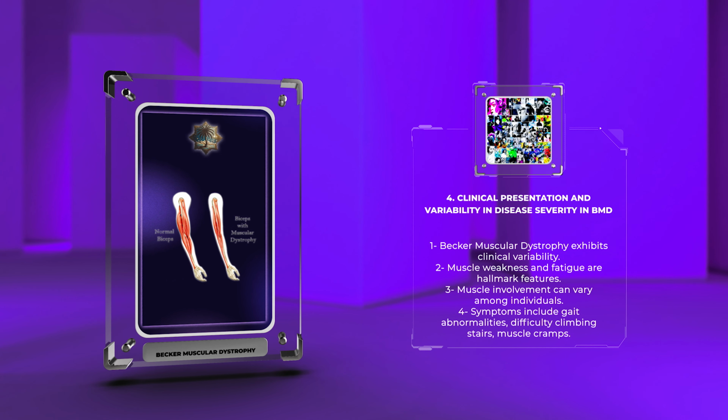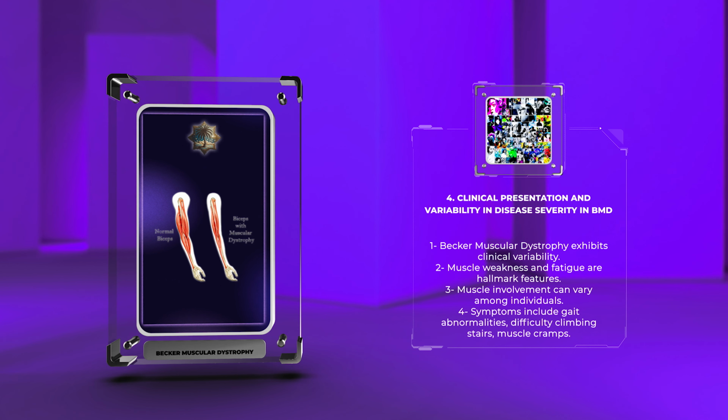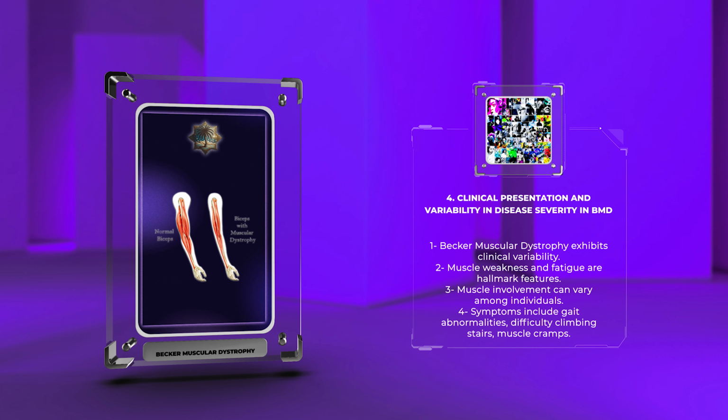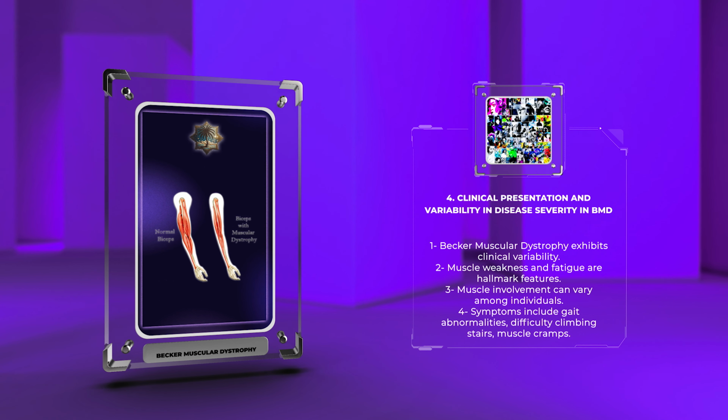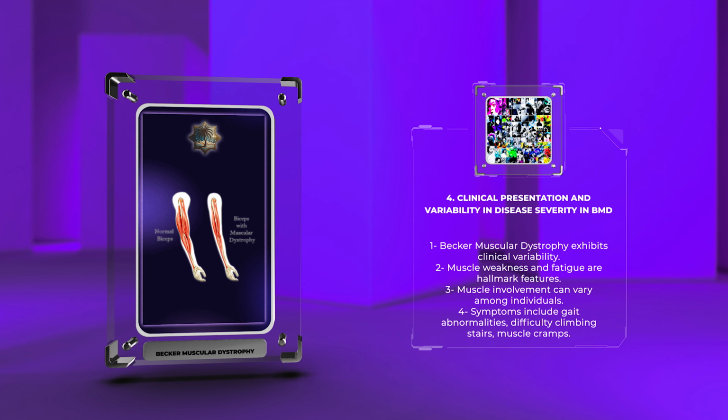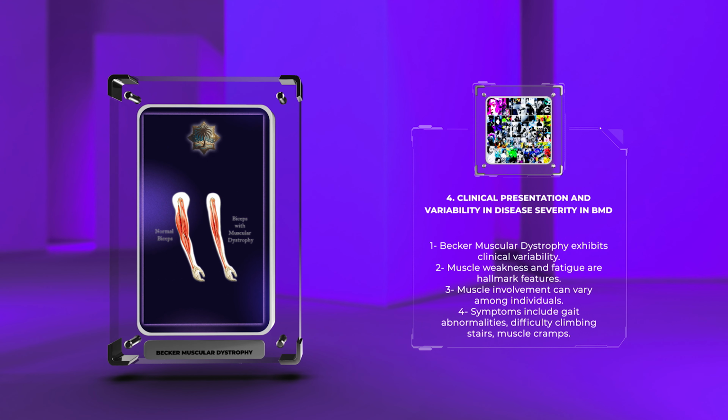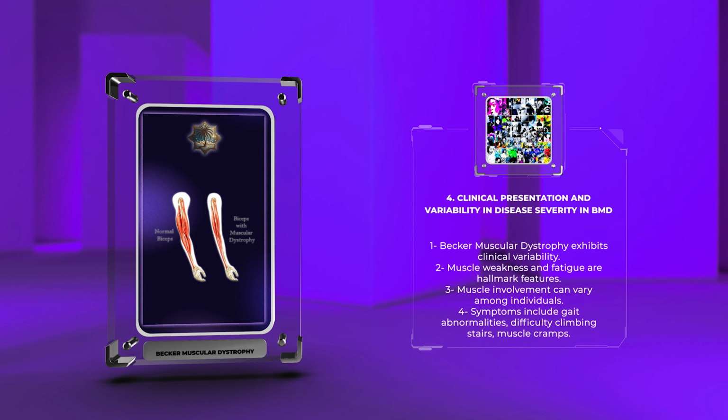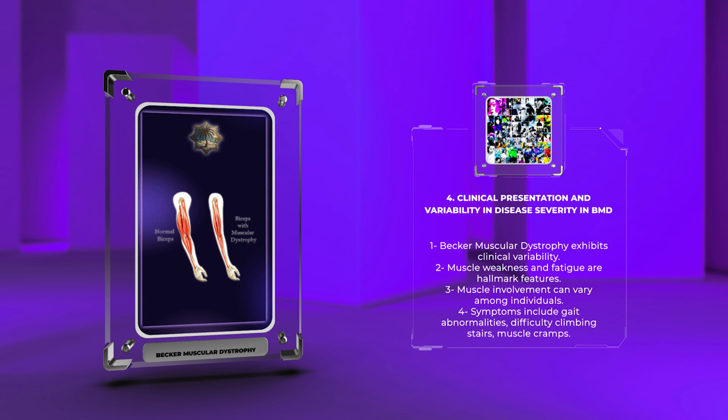Patients with BMD may exhibit a waddling gait, difficulty climbing stairs or rising from the floor, and muscle cramps. As the disease progresses, individuals may experience respiratory muscle weakness, cardiomyopathy, contractures, and scoliosis. The rate of disease progression is generally slower compared to Duchenne muscular dystrophy, another dystrophinopathy.